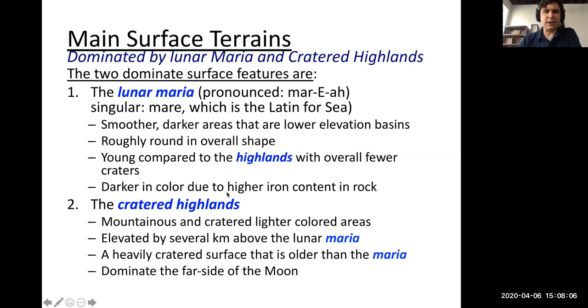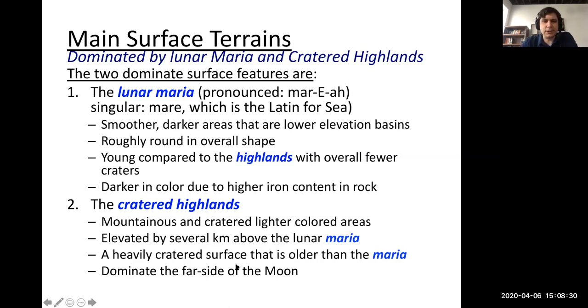Contrasted to that, we have the other major terrain of the cratered highlands. These are mountainous, so yes, lots of mountains on the moon. And this area is just covered in craters. They're lighter in color. The fact that they have so many craters tells us that they are older than the maria. They are on average several kilometers above the maria, so they truly are highlands.